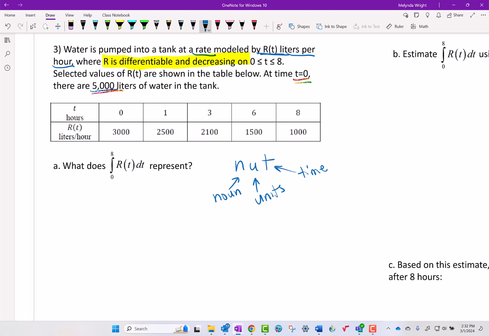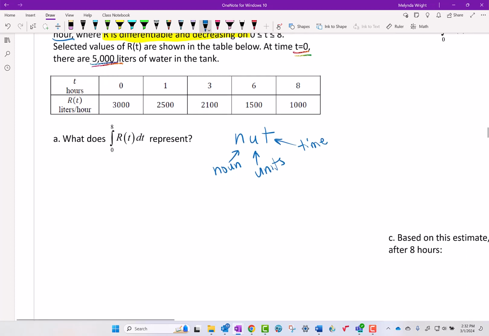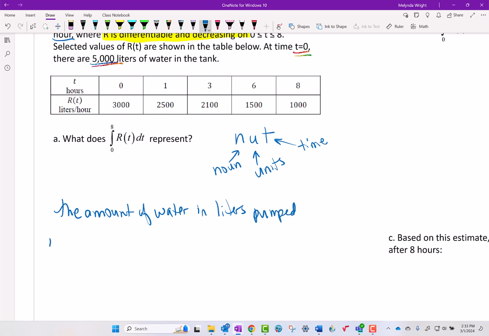So what's going on? This is what the noun is. This is the amount of water, and I'm going to write the units in liters, pumped into the tank from t equals 0 to t equals 8 hours.